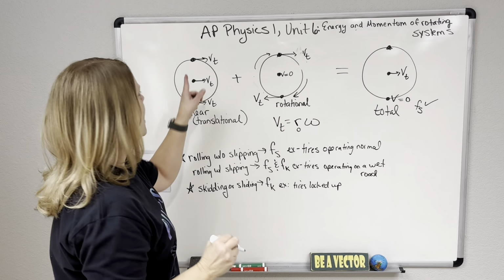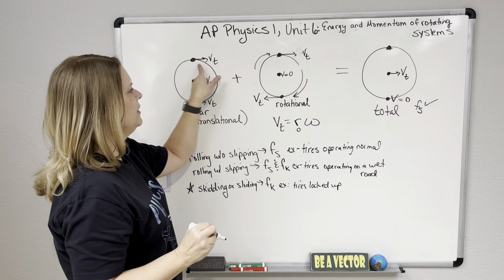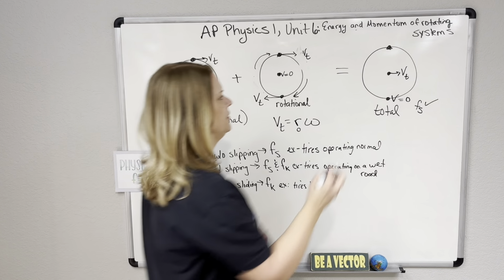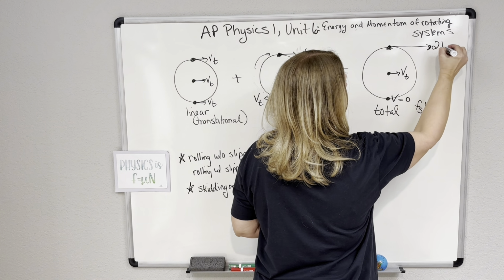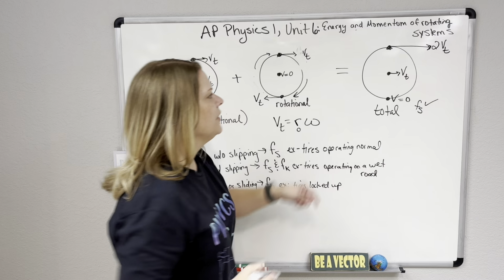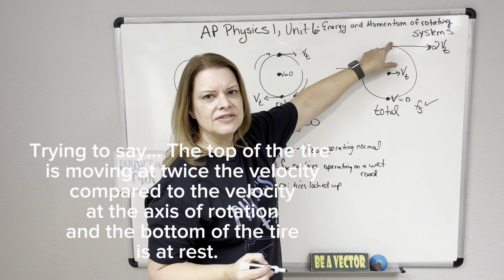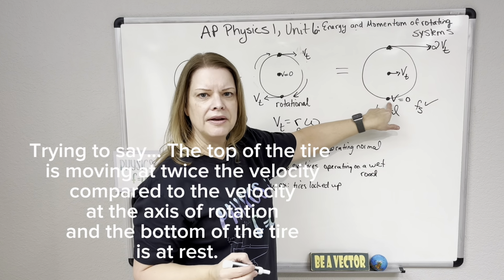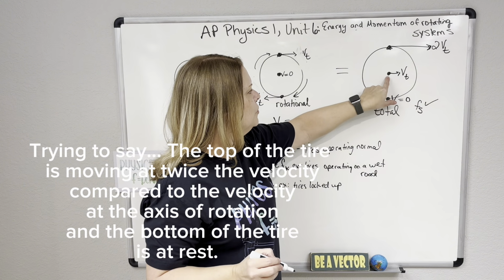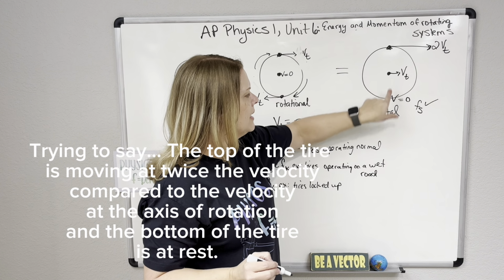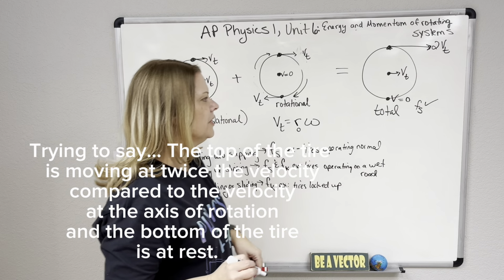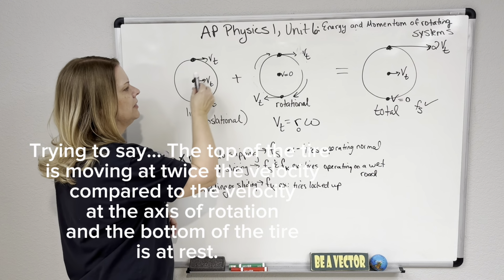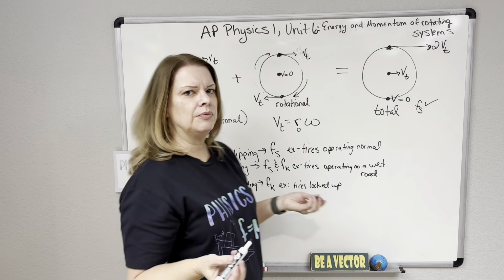Then I go to the top. I have a velocity east and another velocity east. So up here, and I'm going to make it twice as long, is 2. So the tire is moving twice as fast on top as it is on the bottom at the surface. And it's moving 1 time as fast from the surface as it is at the axis of rotation. And that's because you're adding that linear to the rotational. And that's what that looks like.